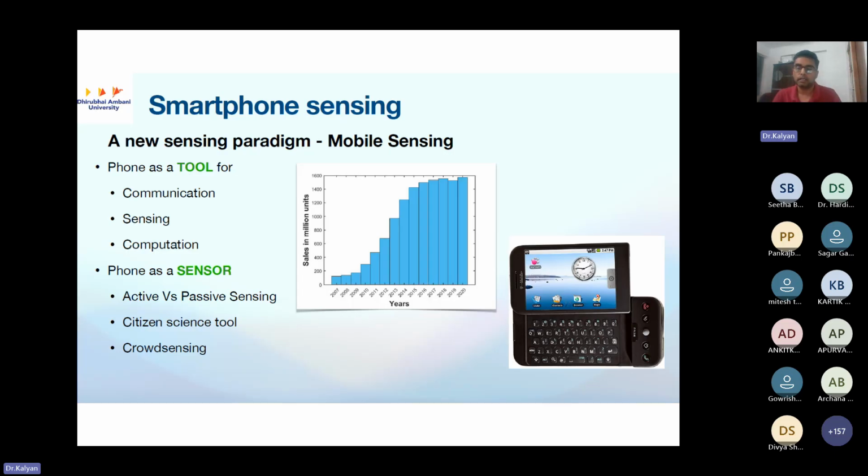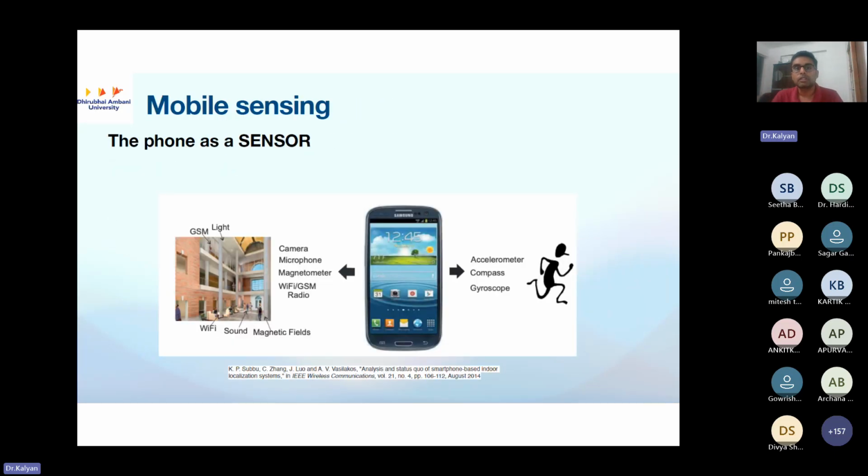I don't need to go and collect data. So the sensors in the phone included accelerometer, gyroscope, the compass was there. We know what a compass does. It also had, of course, camera, microphone, magnetometer, Wi-Fi, GSM radio, and so on and so forth. So people started to use these sensors to capture various physical quantities outside.